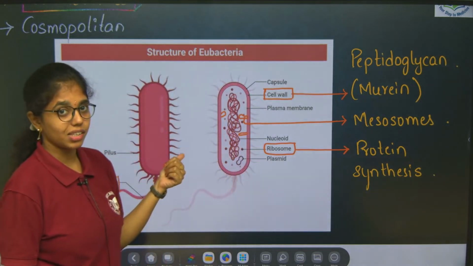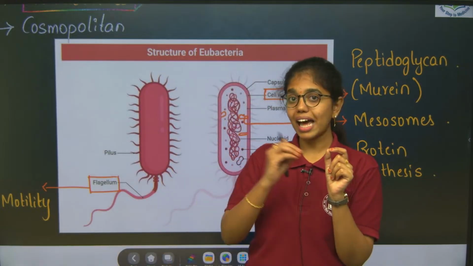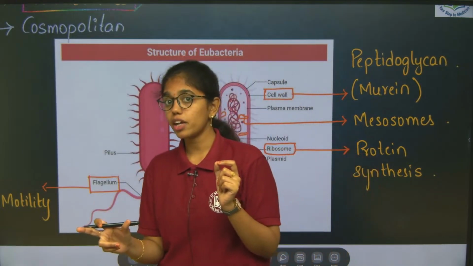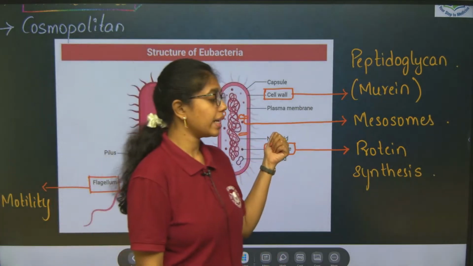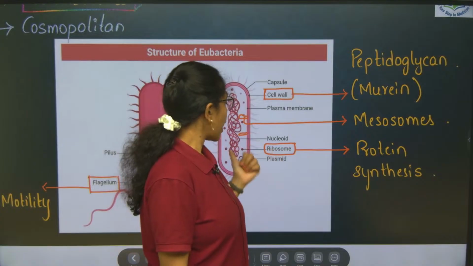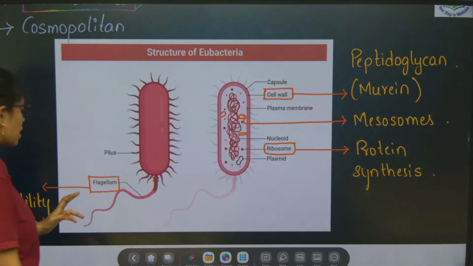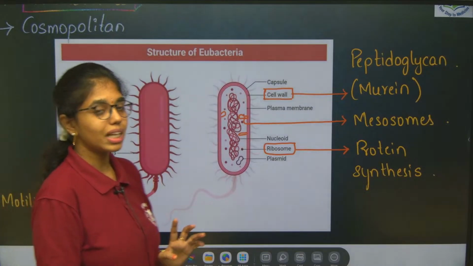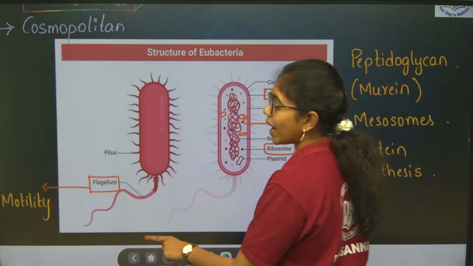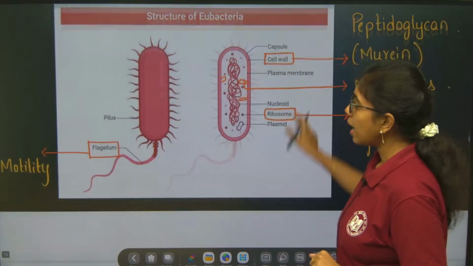Mesosomes we have discussed in cell biology, right. Mesosomes of a prokaryotic cell are equivalent to what organelle of a eukaryotic cell? Mitochondria, because mesosomes are respiratory in function. Next, ribosomes, which are 70S, are involved in what? Protein synthesis. And there is only one type of motile structure in a prokaryotic cell, that is flagella, whose microtubular arrangement will be 9+0.